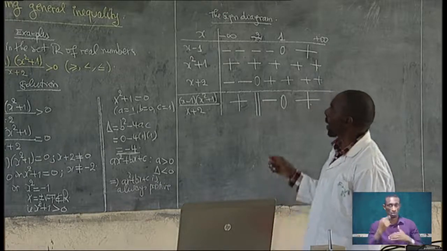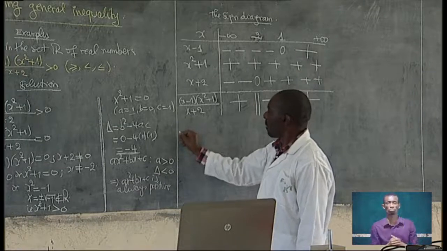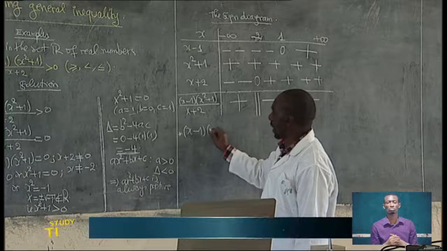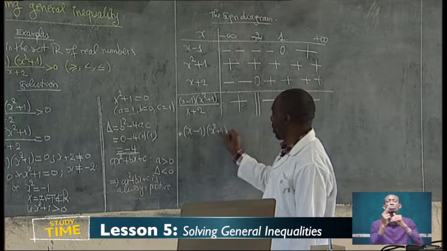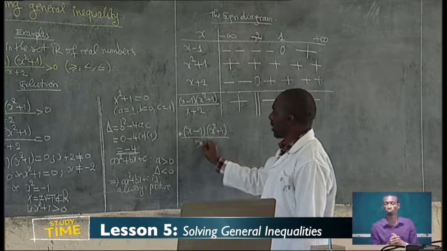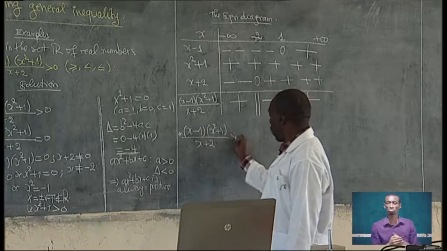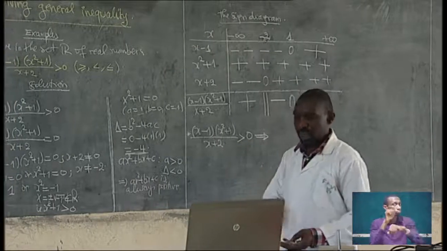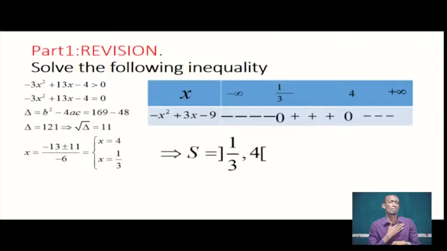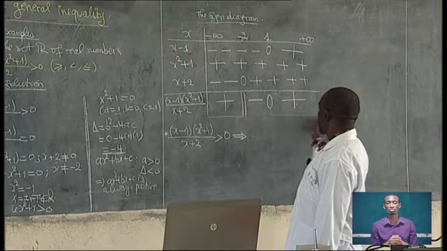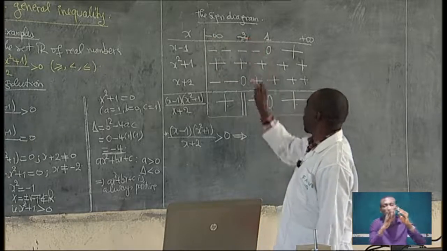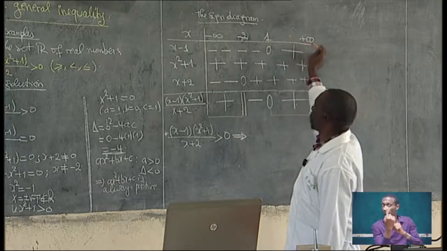Then I go back to my inequality. We have (x minus 1) times (x squared plus 1) divided by (x plus 2) greater than 0. When it is greater than 0, please, the positive intervals are this one and that one: from negative infinity up to negative 2, and from 1 up to positive infinity.